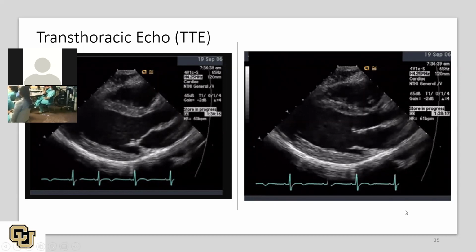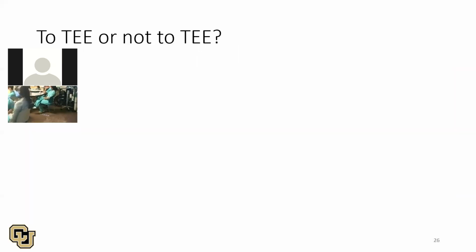Okay, so we are left with a normal transthoracic echo, or at least the views that we could get on this type of image. So the next most natural question that we all ask is to TEE or not to TEE, which is a transesophageal echocardiogram. And so what would you guys say in this patient? Should we get a TEE in her?